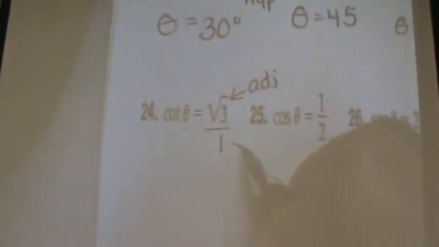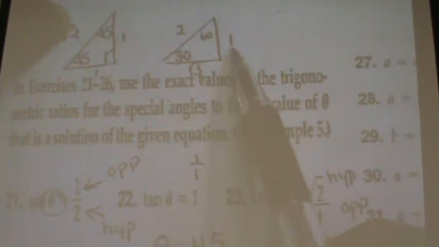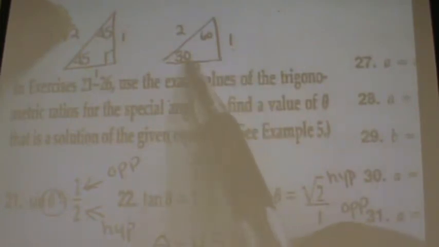Okay, cotangent. 30. It's talking about cotangent, and we have root 3 over 1. This is going to be the side adjacent over the side opposite. So, I need the side adjacent to be root 3, and the side opposite to be 1. What angle is that? 30. A 30.